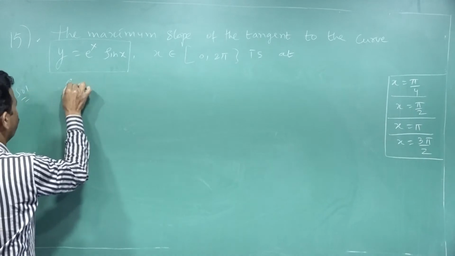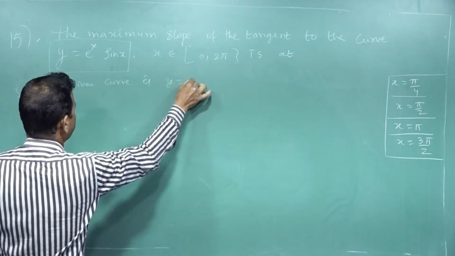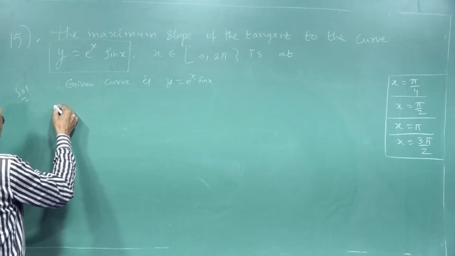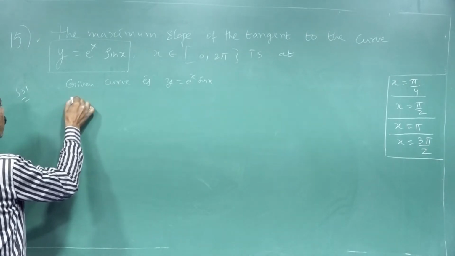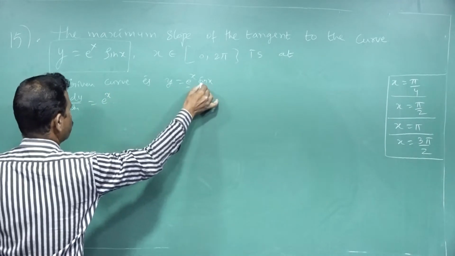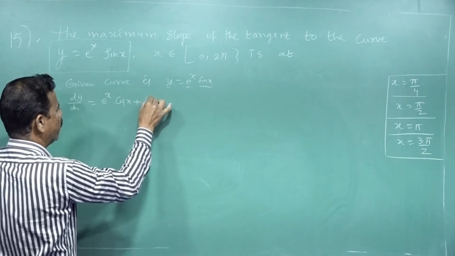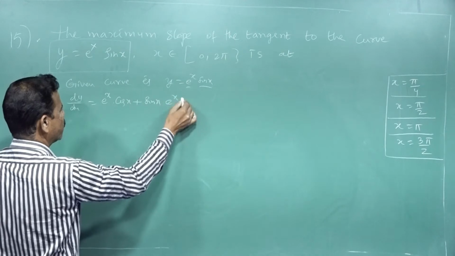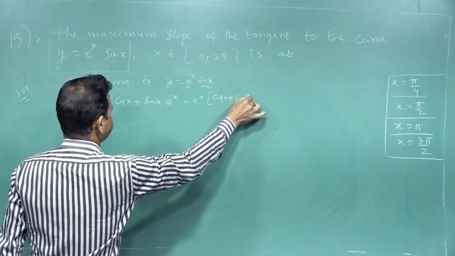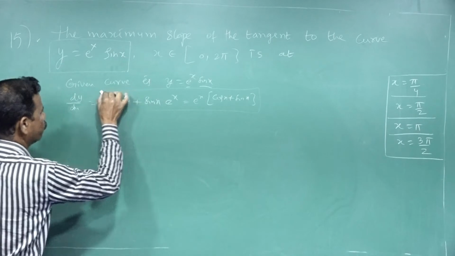Solution: the given curve is y is equal to e power of x sin x. This is the curve only. First find the tangent. Tangent equation, what? So dy by dx is equal to e power of x sin x by the uv method. This is u, this is v. U into the derivative of v, cos x, plus sin x into the derivative of e power of x, e power of x as it is. So here e power of x common, cos x plus sin x. Okay, this is the slope of the tangent equation.